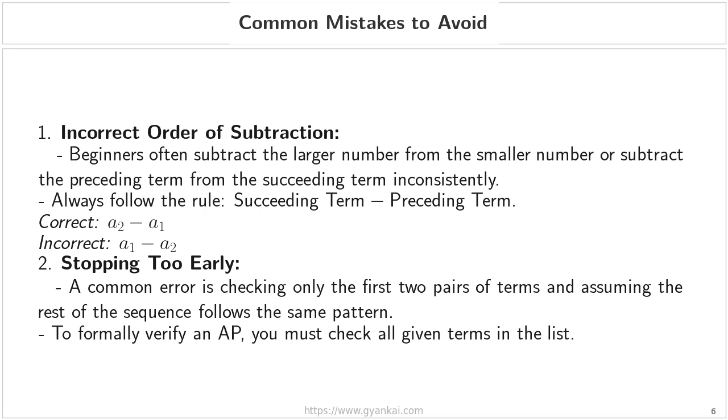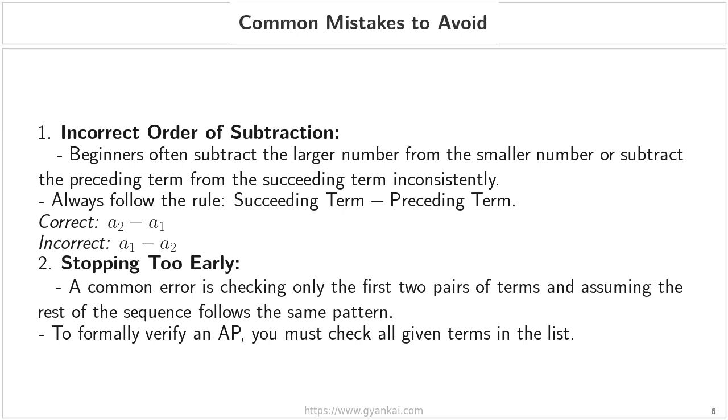It is very tempting to look at the first two pairs of numbers, see that they have the same difference, and immediately declare, yes, this is an AP. However, as we saw in our previous examples, a sequence can look like an AP at the start, but change its pattern later on. To formally verify a sequence, you cannot be lazy. You must check every single pair of consecutive terms provided in the list to ensure the difference remains constant until the very end.